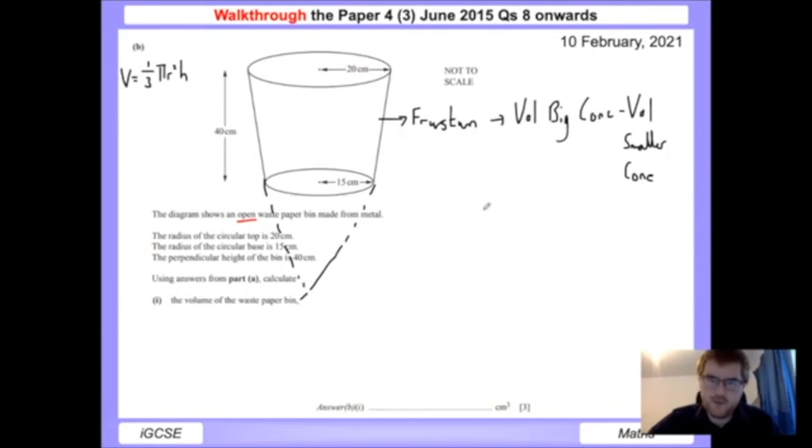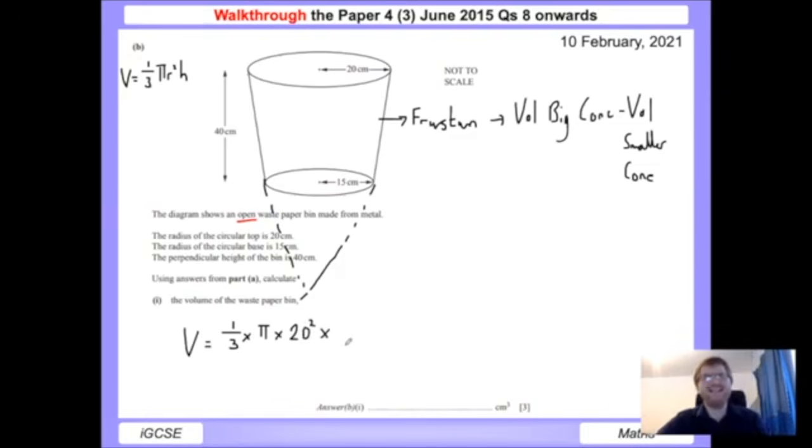So, to work out the volume of this, with the whole shape, we take the volume of the bigger cone, which is 1/3 pi times, now our radius is 20. Now you're probably thinking at this point, I don't really know the height. I don't know the perpendicular height of this. But if we think about it, we actually do, because we go back to the question we looked at before.